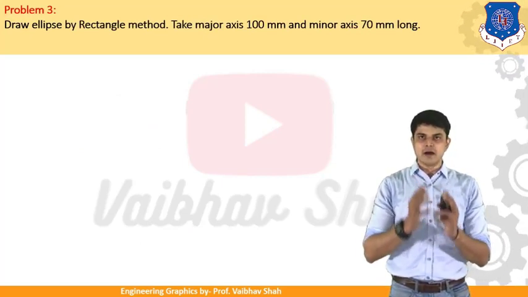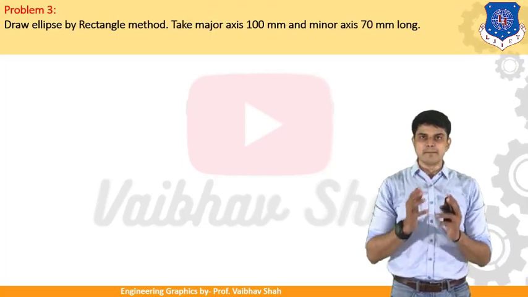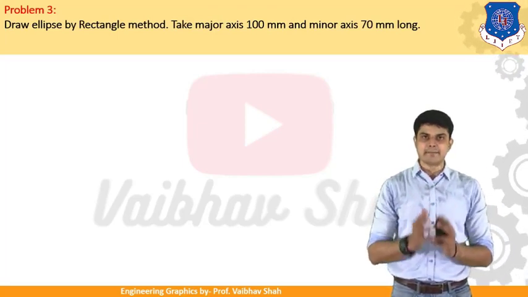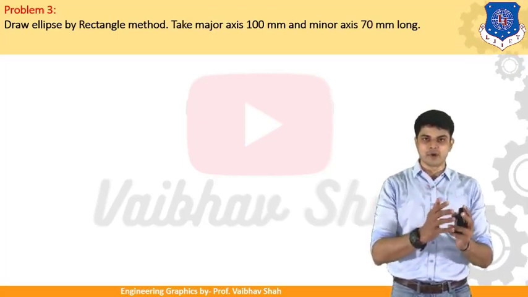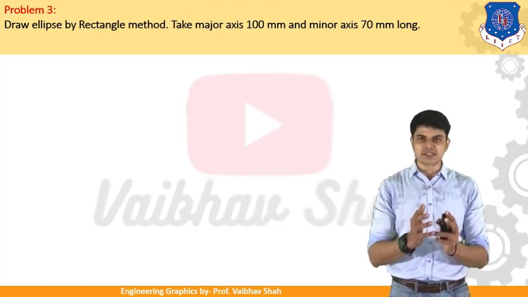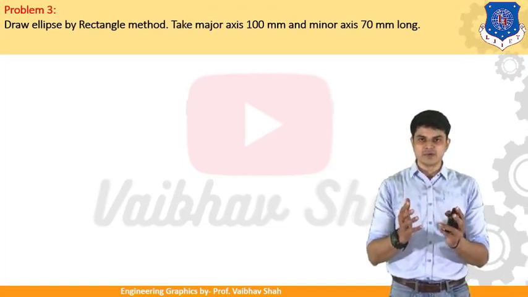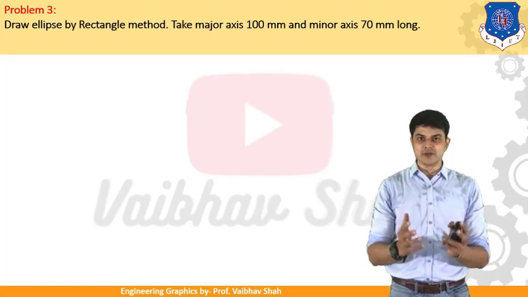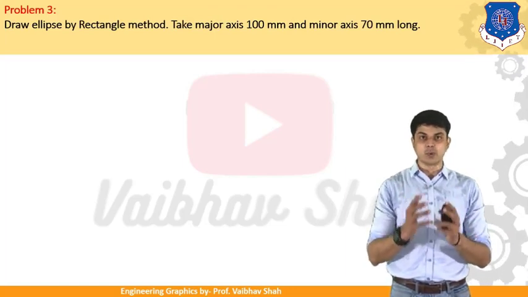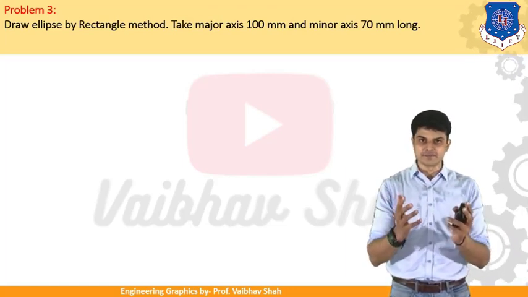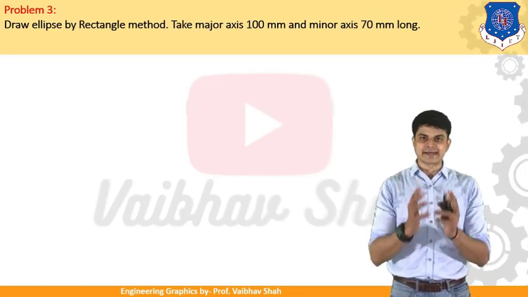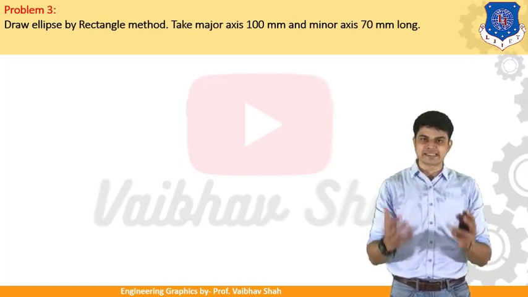Draw ellipse by rectangle method. Take a major axis as 100 mm and minor axis as 70 mm long. So here you will be constructing your ellipse, as you can know, by the rectangle method, that means we will be now constructing your ellipse into one rectangle. Right, very easy. So now we will be constructing the rectangle by given dimension 100 mm by 70 mm.